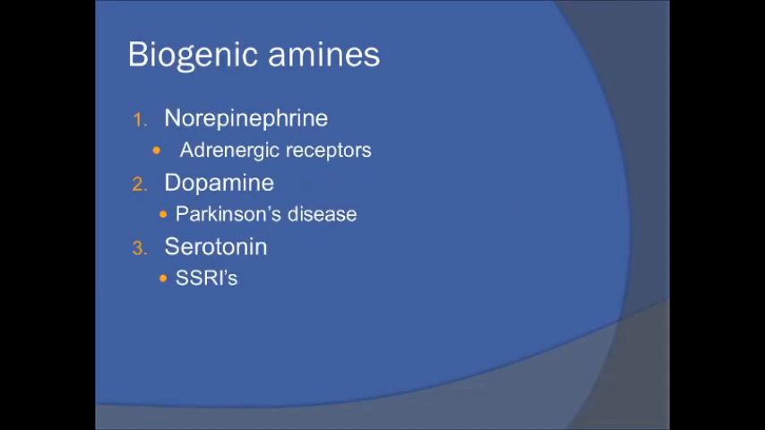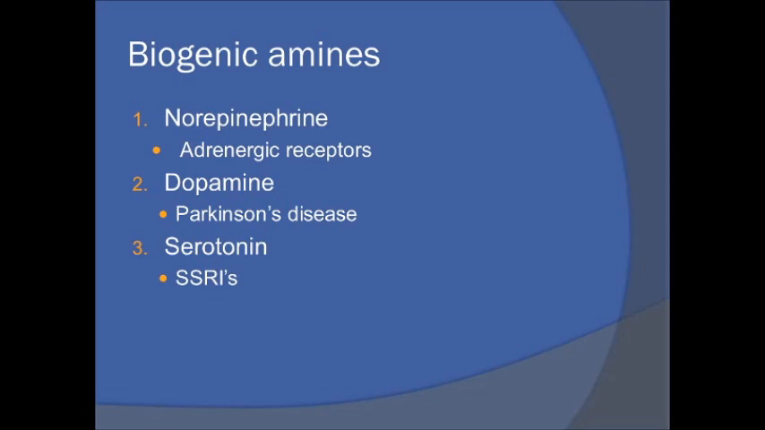So we're going to talk about a couple of types of neurotransmitters. One is norepinephrine. Its specific types of receptors are called adrenergic receptors. Dopamine is implicated in Parkinson's disease. When there's not enough dopamine, it can cause Parkinson's disease due to the breakdown of the substantia nigra in the nervous system.